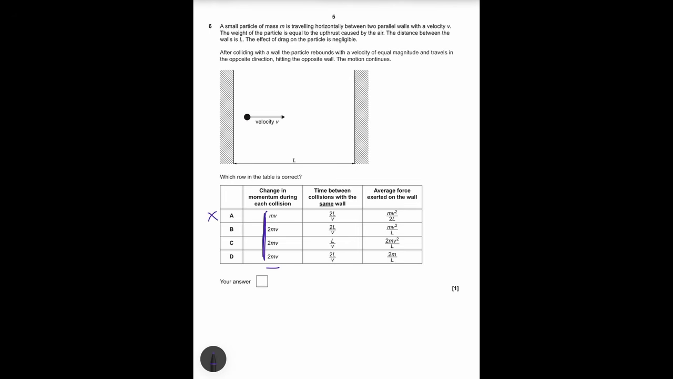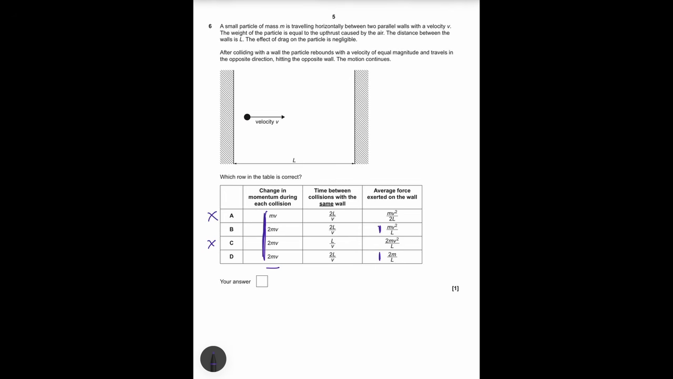Now I can use that same technique for this one, because if all of them are 2L over v, but only one of them is only L over v, now I'm going to rule out C. So now the only thing that I actually care about is, do I think the answer is mv squared over L, or do I think it's 2m over L?